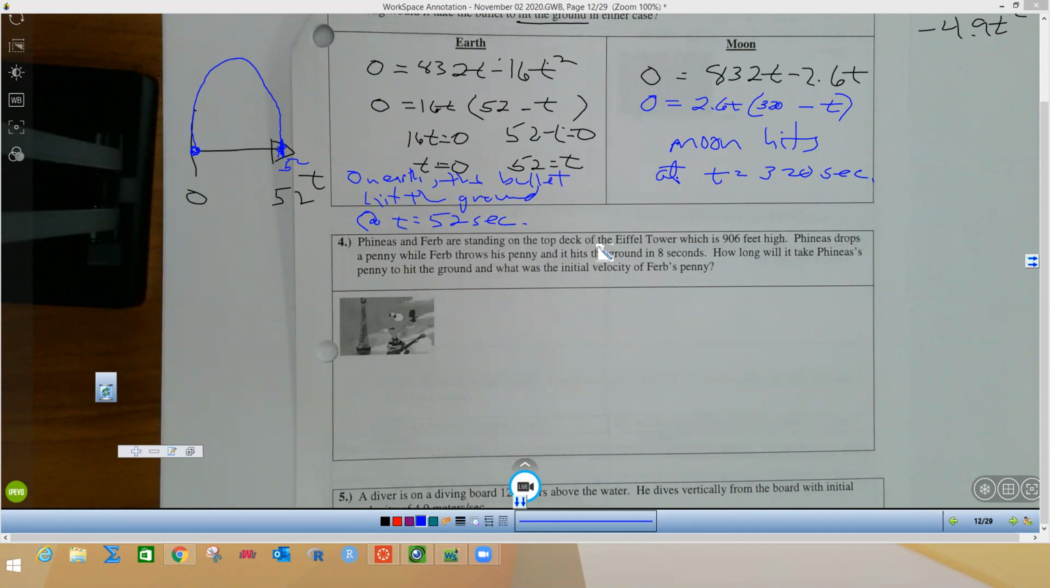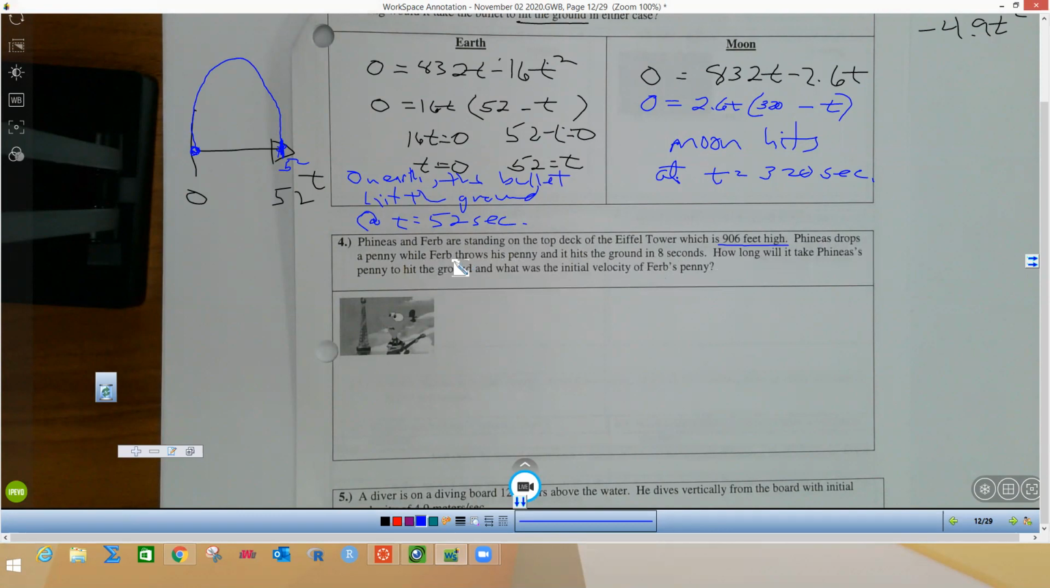Phineas and Ferb are standing on the top deck of the Eiffel Tower, which is 906 feet high. Anybody know what that stands for? And our position function? Height. Which height? The Y height. Kind of. Vertical. It is vertical, yes. Phineas drops a penny while Ferb throws his penny and it hits the ground in 8 seconds. How long will it take Phineas's penny to hit the ground, and what is the initial velocity of Ferb's penny?